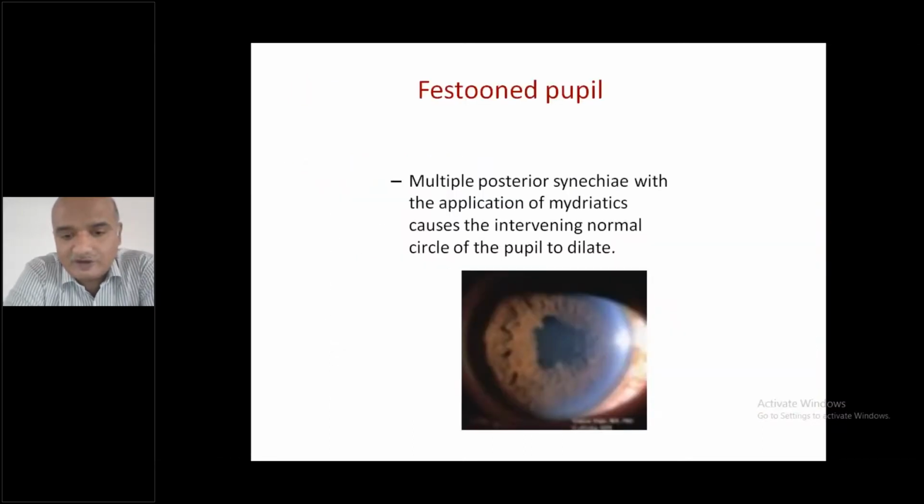Suppose there are synechiae formed and you dilate the pupil. The pupil takes an irregular shape. That shape is called as festooned pupil. Multiple posterior synechiae with application of mydriatics cause the intervening normal portions of the pupil to dilate. So the pupil where it is not adhered posteriorly to the lens capsule starts to dilate. But the point where the pupil is adhered to the lens capsule does not dilate because it is stuck onto the anterior capsule of the lens. So it gives an irregular shape in the dilatation of the pupil. That is called as festooned pupil, which you can see here. Normally, if you dilate, the pupil has to fully dilate. But in this case, because of the synechiae, it does not dilate fully.